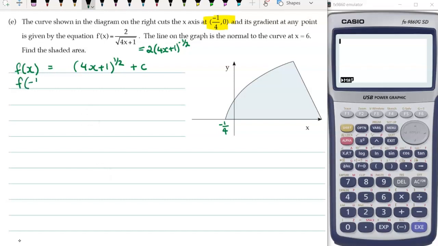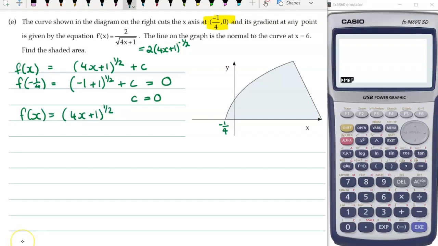Now we know that when x is minus a quarter, y is 0. So f of minus a quarter is 4 times minus a quarter is minus 1, plus 1 is a half, plus c, and that's going to be equal to 0. Which means that minus 1 plus 1, well, that's just a 0, so c has to be 0. And f of x just equals (4x plus 1) to the half.